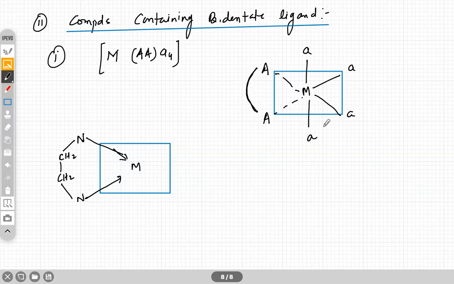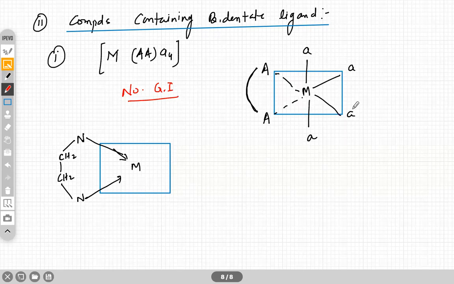Understood? How many GIs are possible in this complex? Only one. Only one structure, so no GI. GI we always write in a pair, so one structure cannot give you a pair, right? So no GI is possible, because all these positions are equivalent. It does not matter whether you place this A over here, or this A over here, or this A over here, right? So there's no GI for this one.